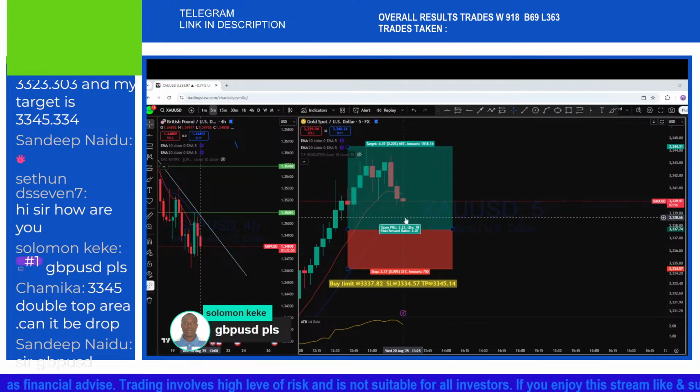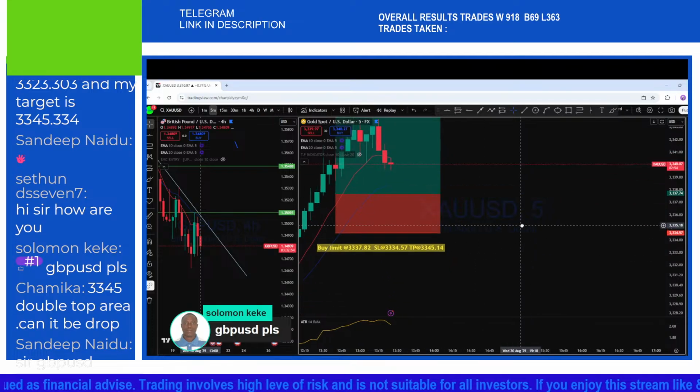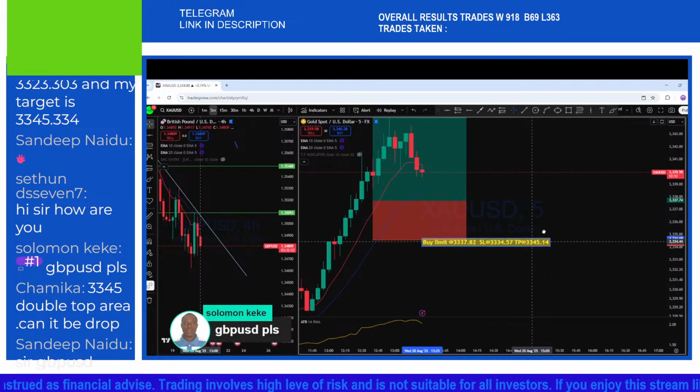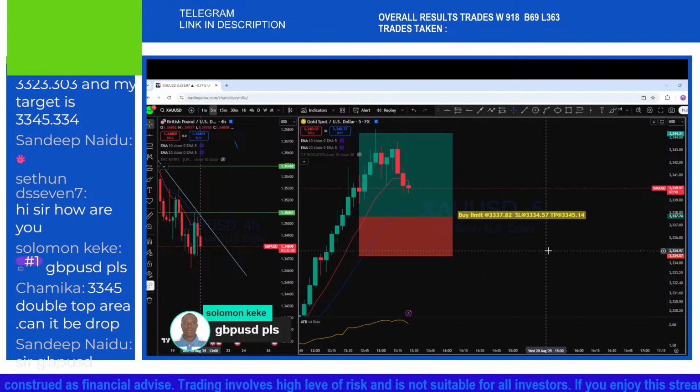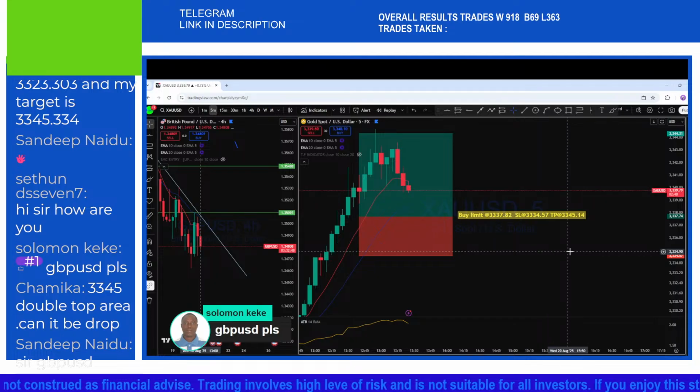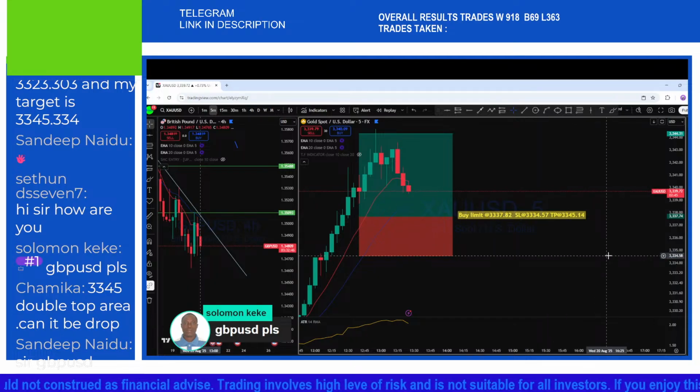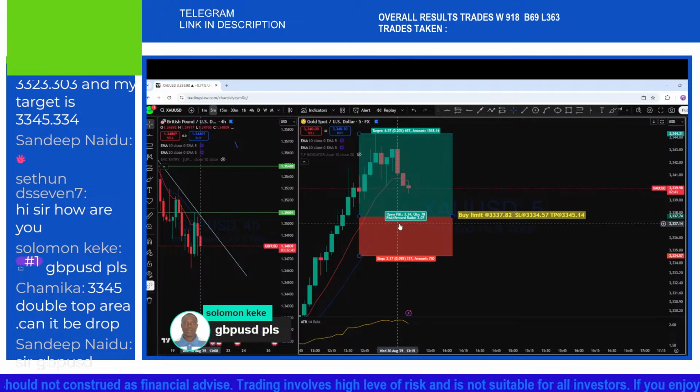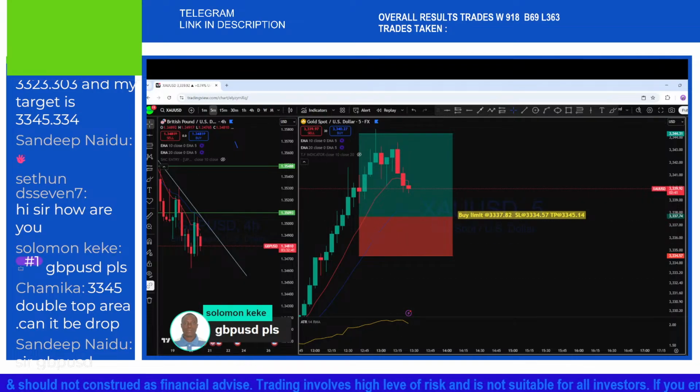And here we are on this level. The entry that we placed, buy limit at 3337.82, stop loss at 3334.57, target at 3345.14. Once the market triggers, we will be looking to secure profit on this trade.